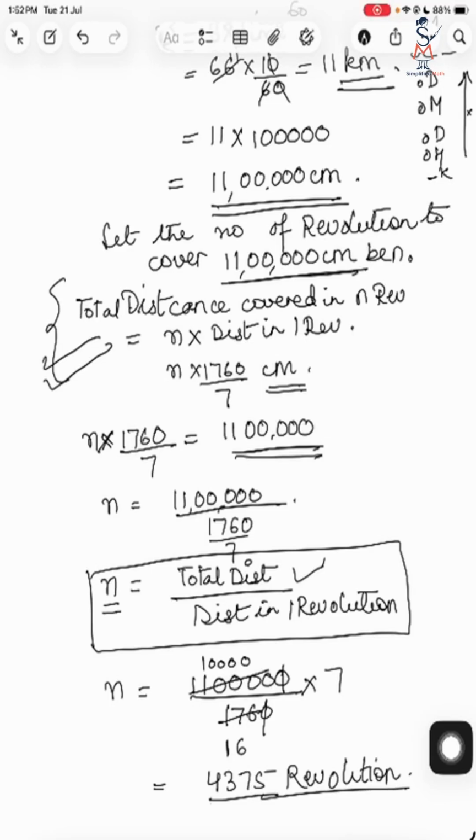So how do we do it? To find the number of revolutions, find the total distance covered in 10 minutes by the formula of speed, distance and time, and divide it by the distance covered in one revolution. So you will get the number of revolutions made.